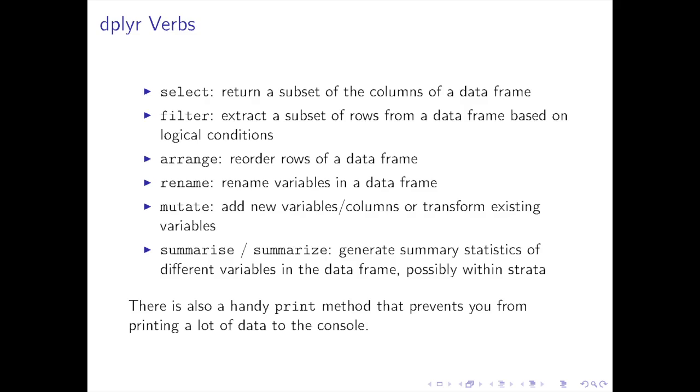Some of the basic dplyr verbs are select, filter, arrange, rename, and mutate, as well as summarize. We're going to cover each one of these verbs, so to speak, in the grammar of data manipulation in this presentation. Select returns a subset of the columns of a data frame. Filter extracts a subset of rows. Arrange allows you to reorder the rows of a data frame while preserving the order of the other columns. Rename lets you rename a variable, and mutate transforms or adds new variables to a data frame. And finally, summarize helps you generate summary statistics of the data frame.